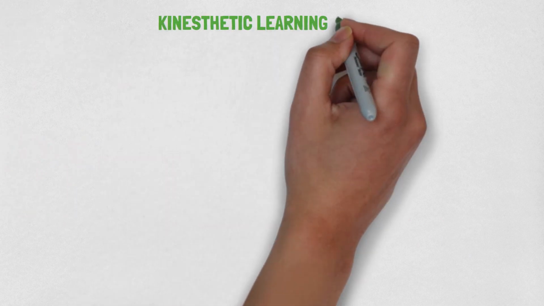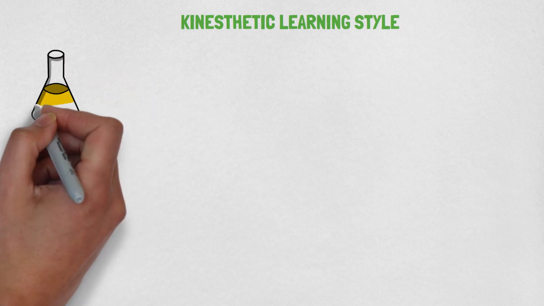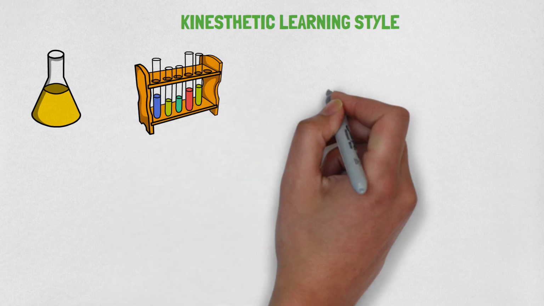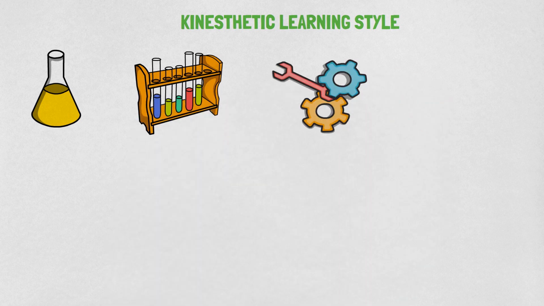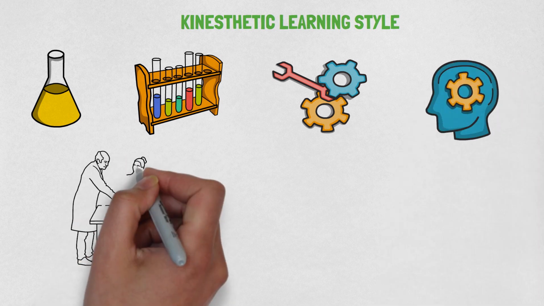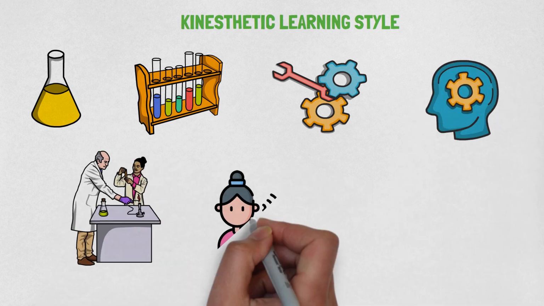Kinesthetic learning styles. Kinesthetic learners process information best through experiences. They may benefit from hands-on activities, movement, and exploration, since they tend to remember things they have done. They often prefer to learn by doing instead of listening or reading.